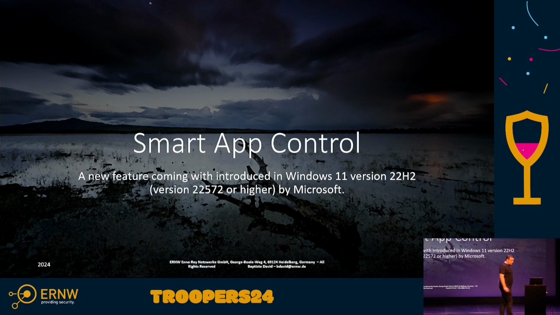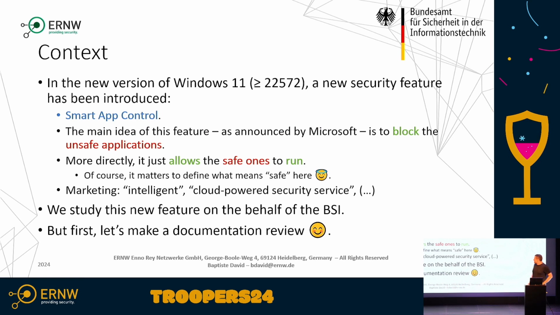Smart App Control. With Windows 11, especially version 22572, a new security feature has been introduced, first in Windows Insider Preview and then in other versions of Windows 11, called Smart App Control. The main idea of this feature, as announced by Microsoft, is to block what they consider unsafe applications. More directly, it is just going to focus on what is considered safe on your laptop or your machine and remove everything else. Nothing else can be launched except that.